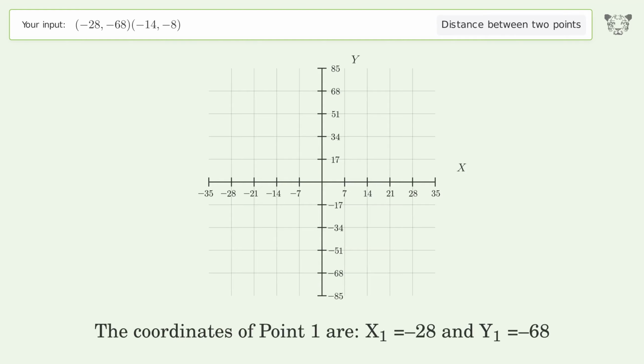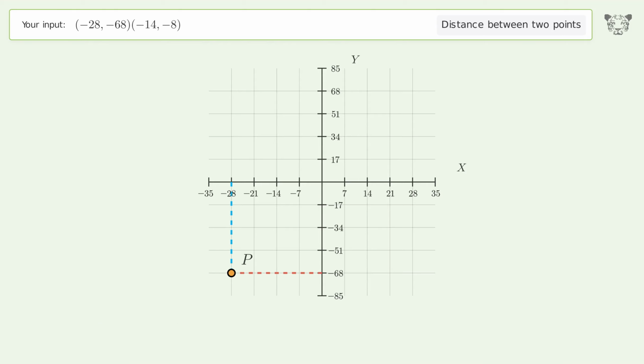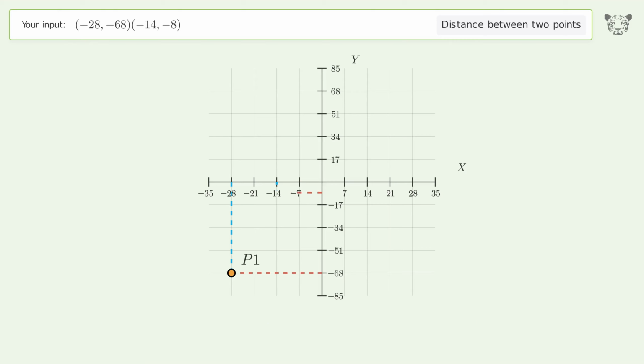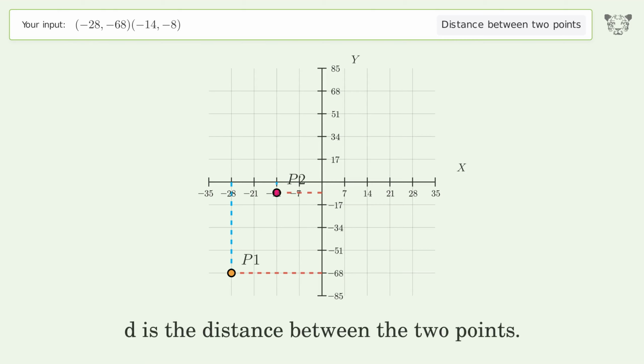The coordinates of point 1 are x1 equals -28 and y1 equals -68. The coordinates of point 2 are x2 equals -14 and y2 equals -8. D is the distance between the 2 points.